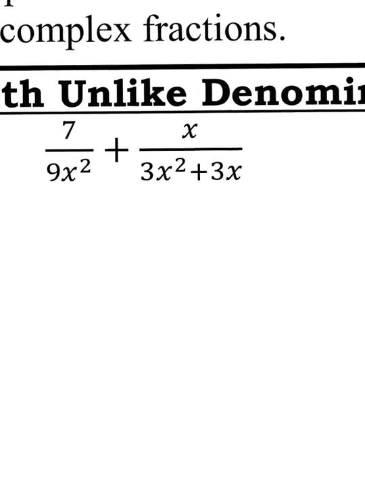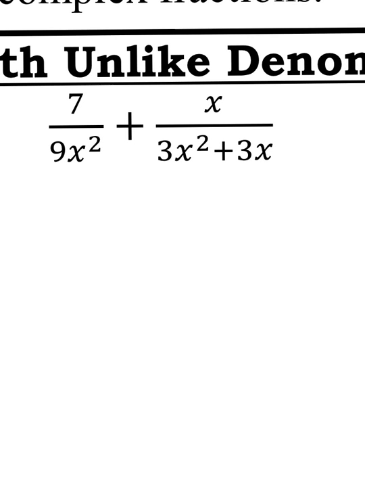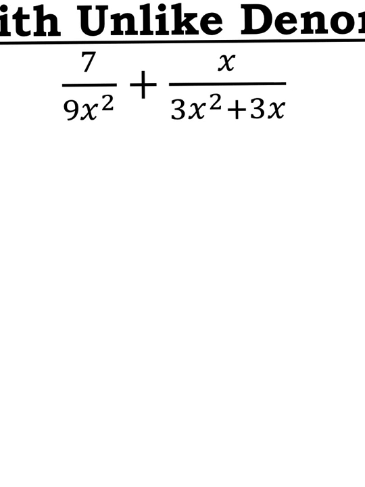This first example here, I have 7 over 9x squared plus x over 3x squared. So what you'll want to do is try and factor the denominators. There's a variety of different ways you could rewrite 9x squared. You could write 9 times x squared, you could write 3 times 3x squared, 3x times 3x, and there's a lot of different ways. So let's turn our attention to this, 3x squared plus 3x.